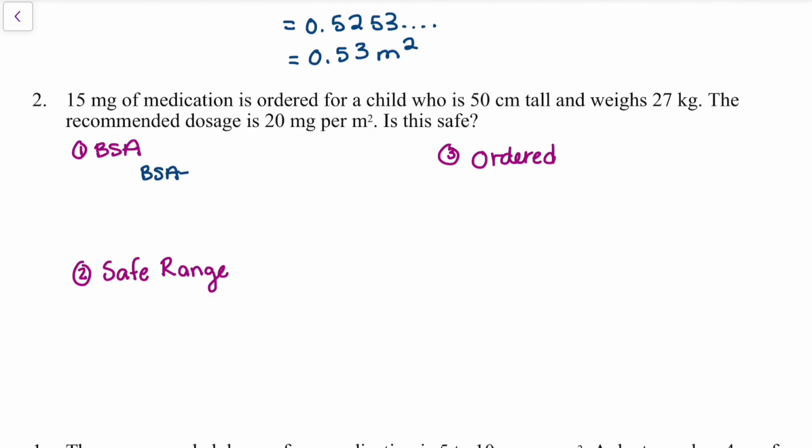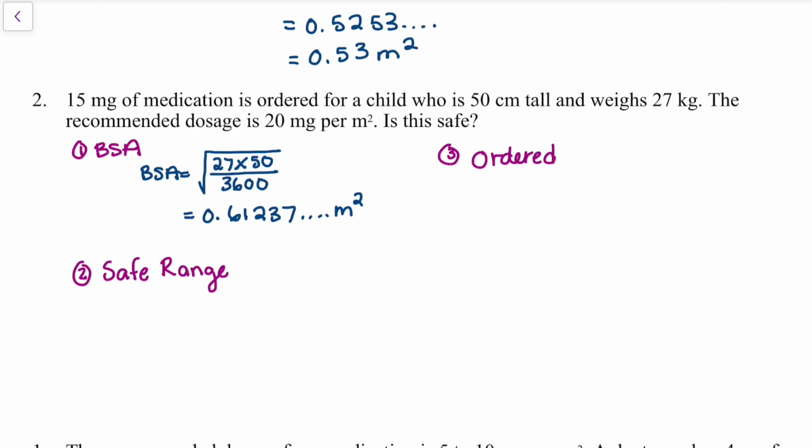So body surface area equals the square root of 27 times 50 over 3600. And I get 0.61237 and so on meters squared. Now we don't want to round this number. At the very least you want to keep 5 or 6 decimal places or so on as you go through.